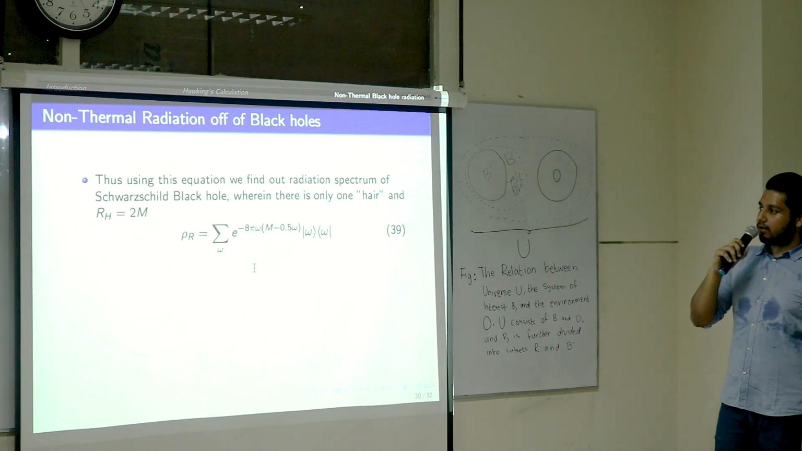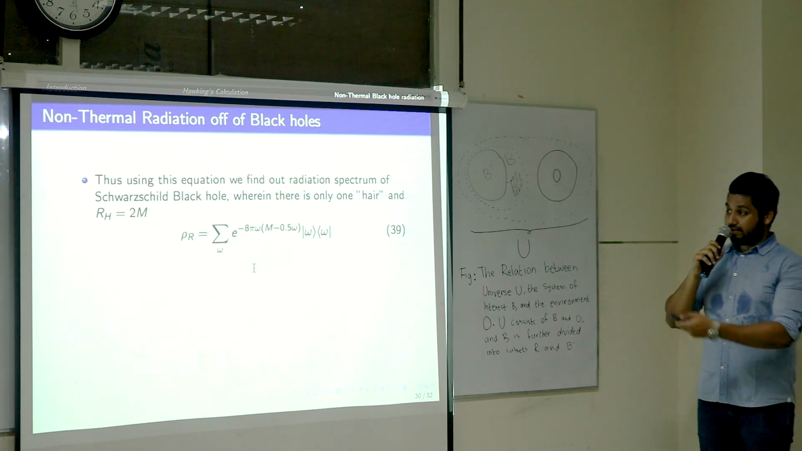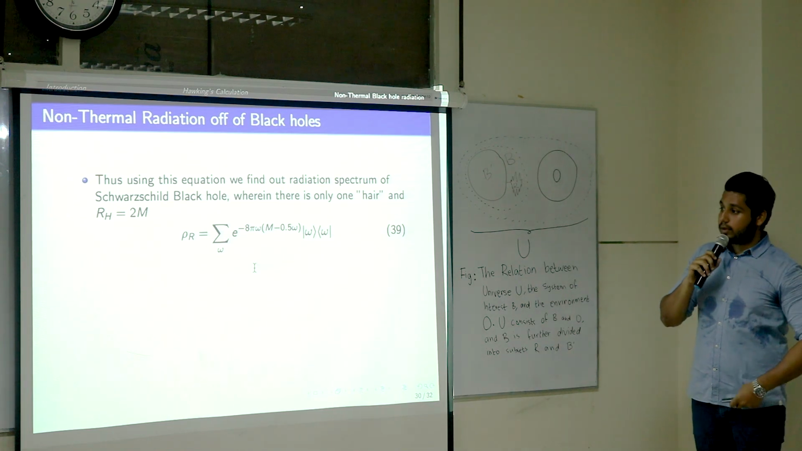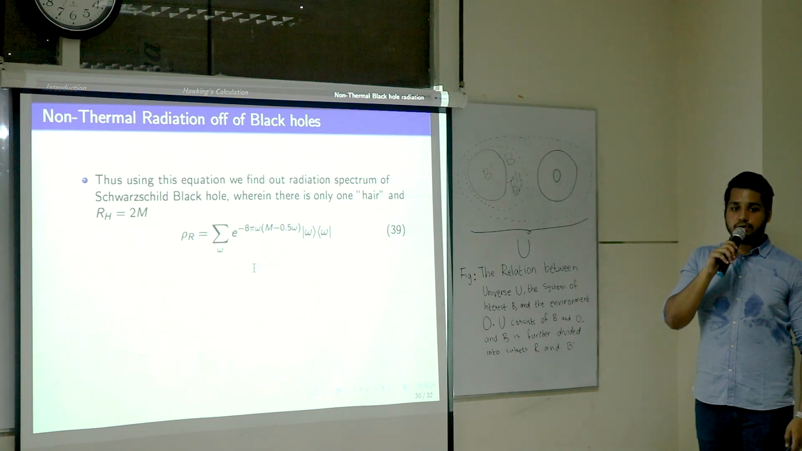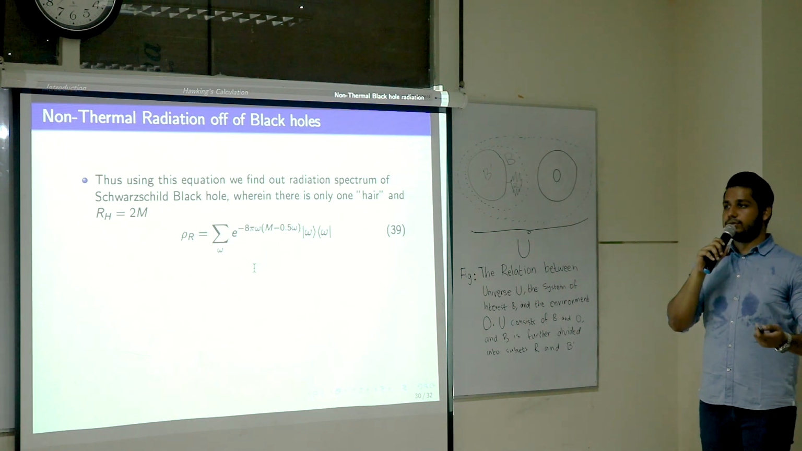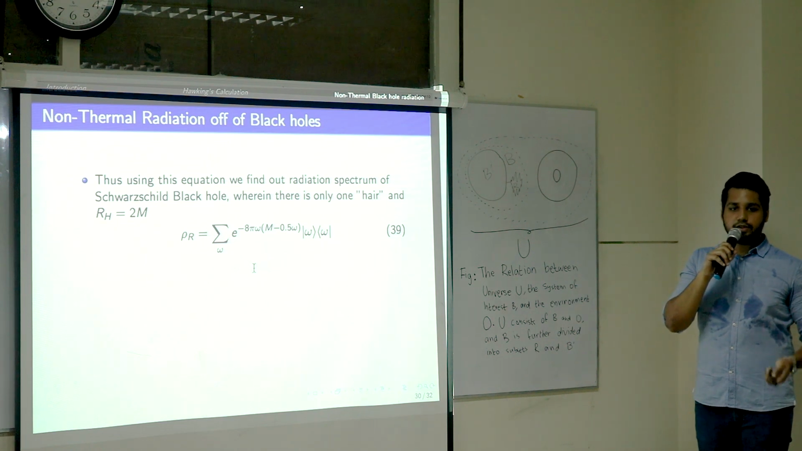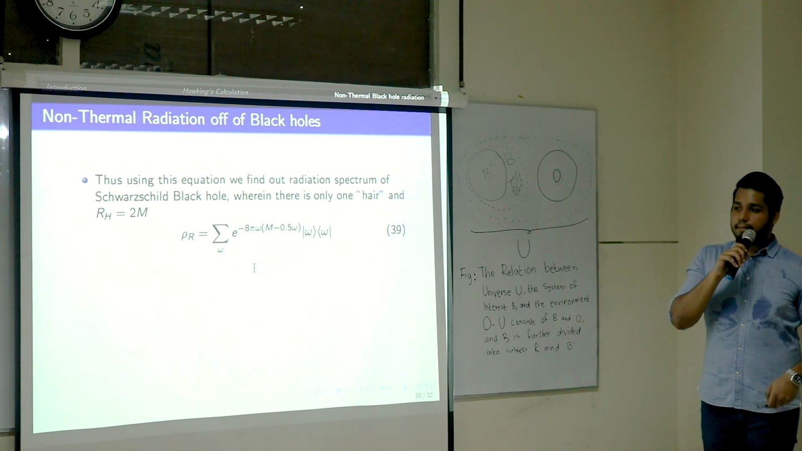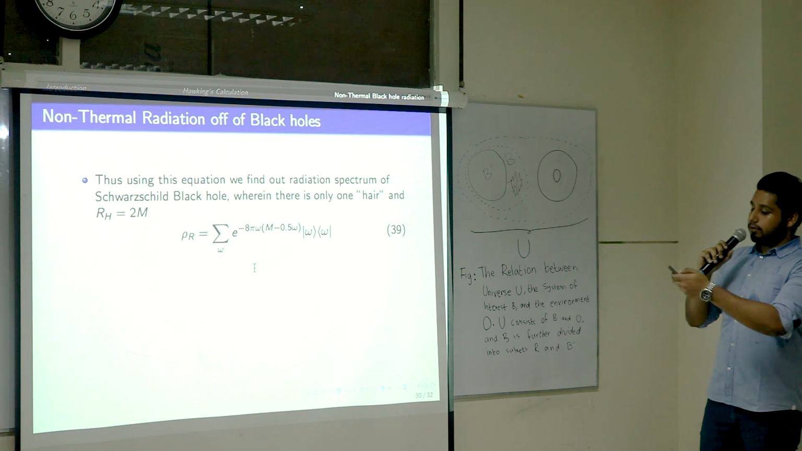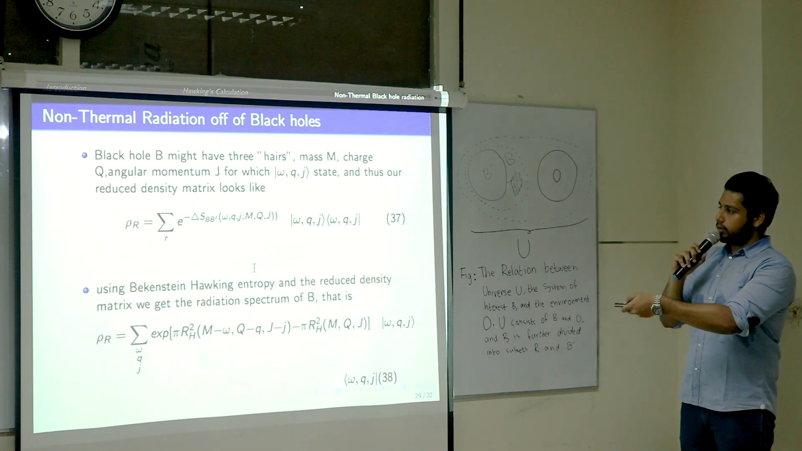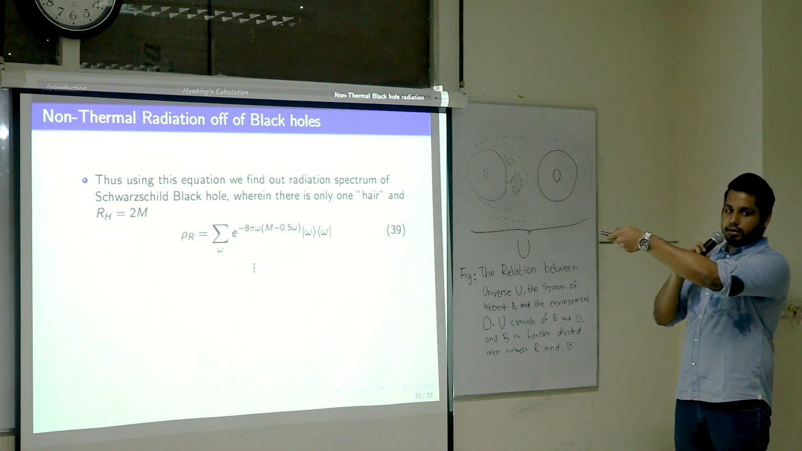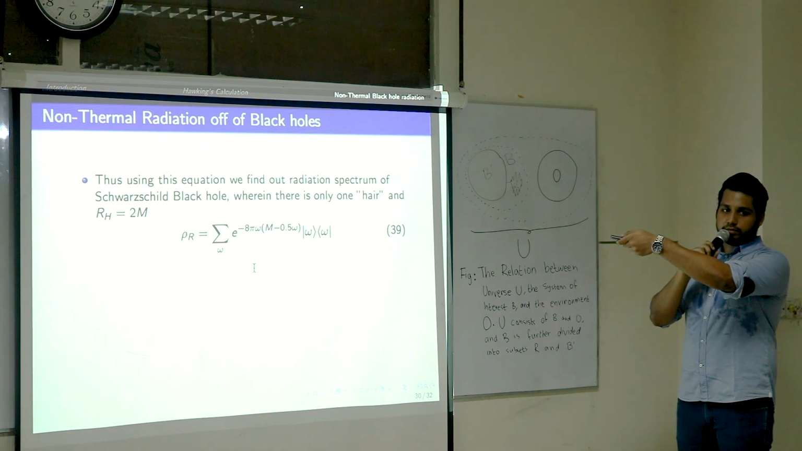Here again I chose a Schwarzschild black hole so as to make the calculation easier. In a Schwarzschild black hole we don't take into account charge or angular momentum, just the mass term. Doing the calculation, we get our non-thermal spectrum. This is our non-thermal spectrum.